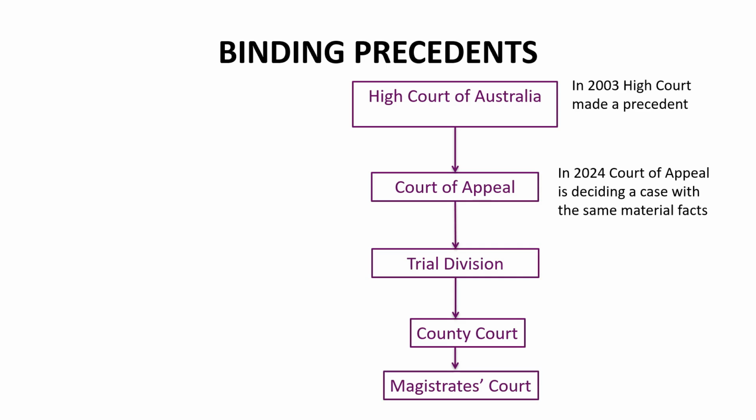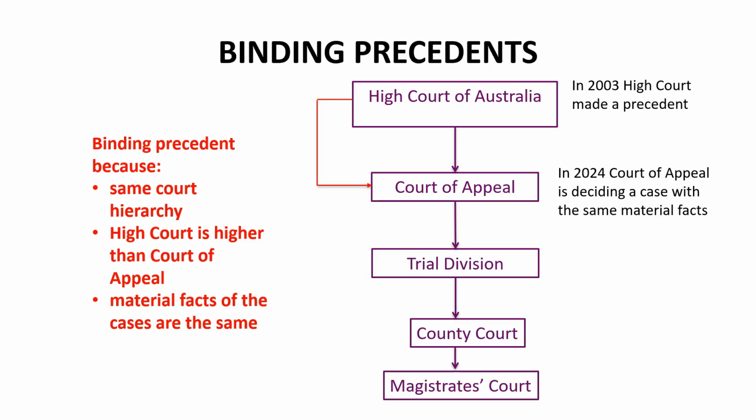That is, the Court of Appeal has to follow that precedent because the three conditions for a binding precedent are satisfied. First, the two courts, that is the High Court and the Court of Appeal, are in the same court hierarchy. They are both in the Victorian court hierarchy. Second, the court that made the precedent, that is the High Court, is higher than the Court of Appeal. And third, the material facts of the 2003 High Court case, that is the case that set the precedent, and the material facts of the case that the Court of Appeal is deciding in 2024 are the same.